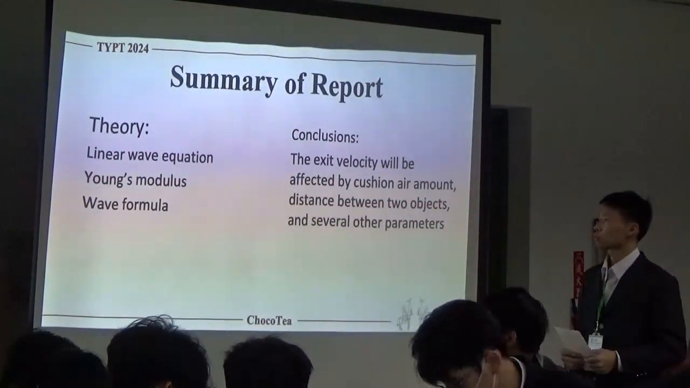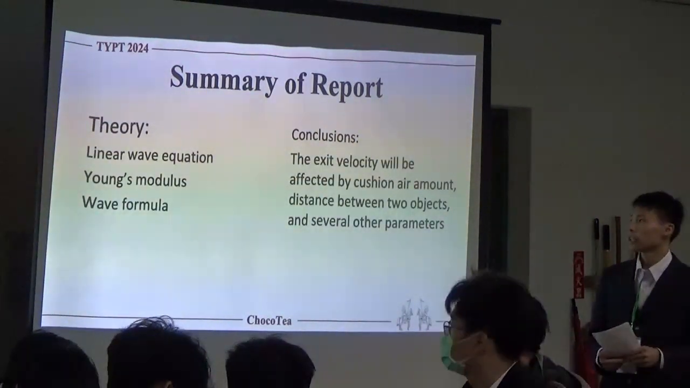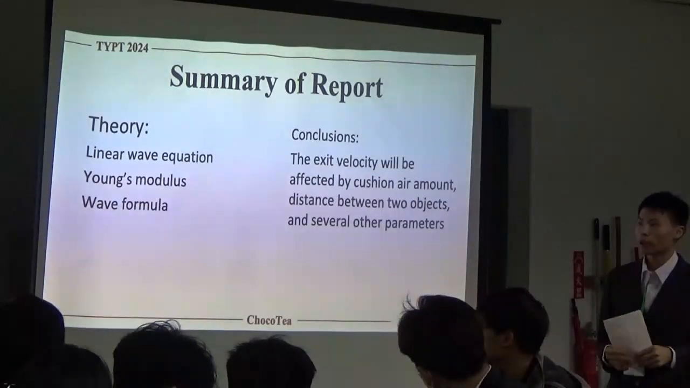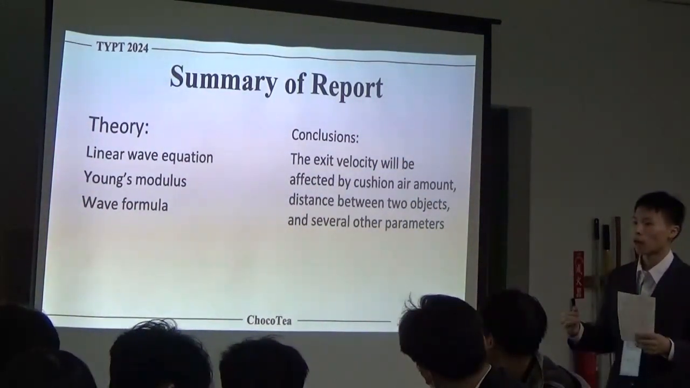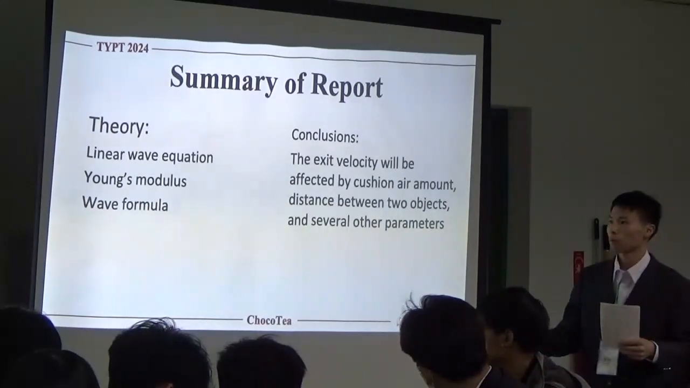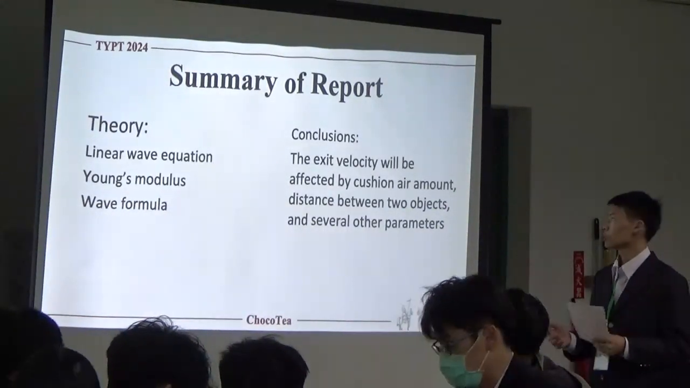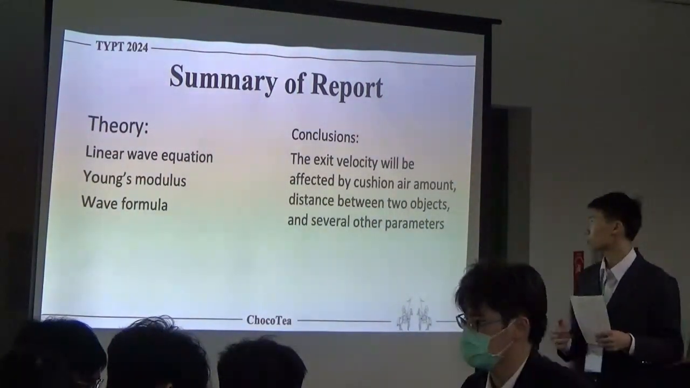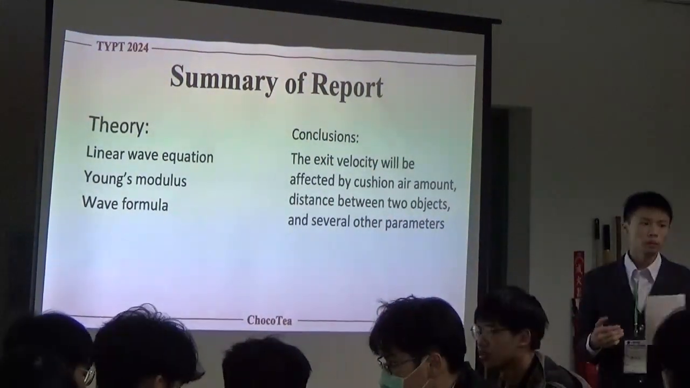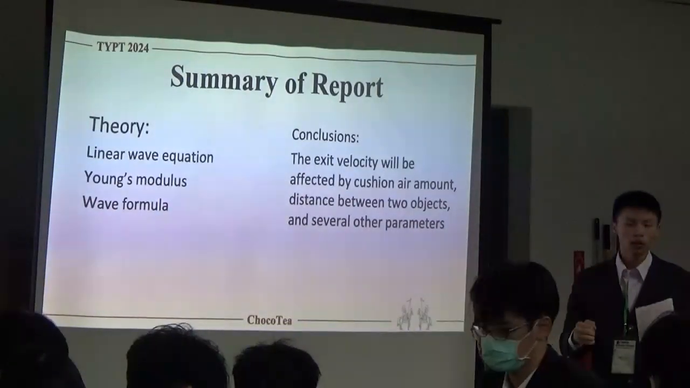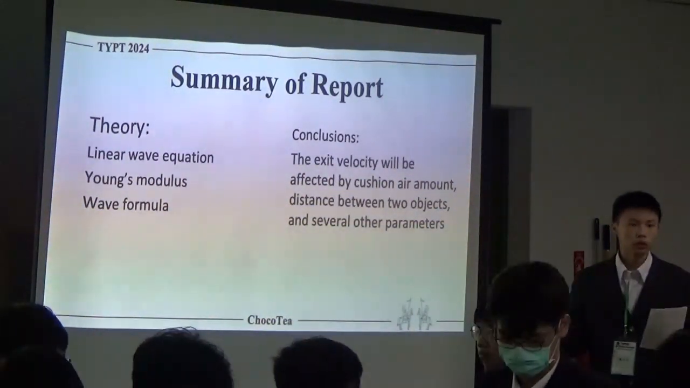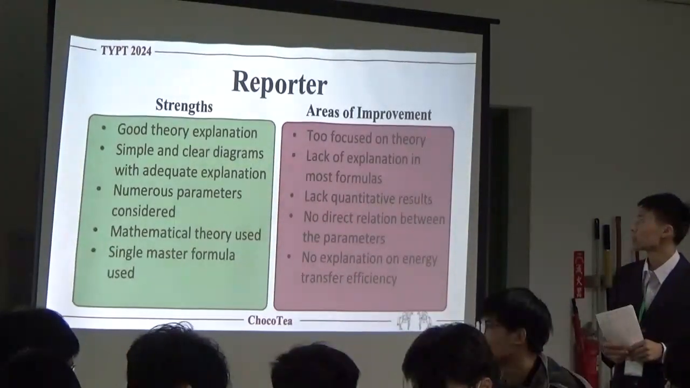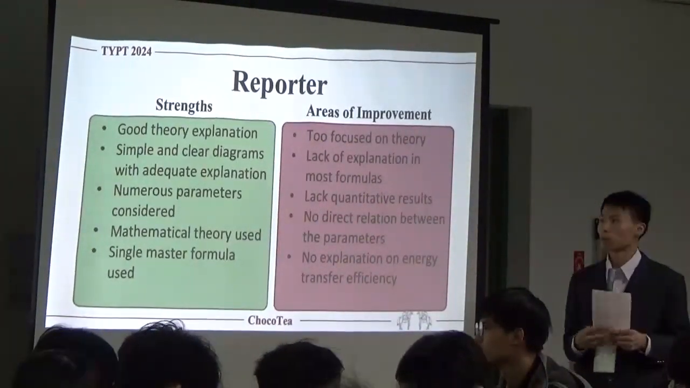So here's the summary of the report. They used the linear wave equation, Young's modulus, and wave formula to try to describe and explain how the ball is going up. And their conclusion is the exit velocity will be affected by the cushion air amount, the distance between two objects, and several other parameters like Young's modulus of the cushion, the air pressure, or the tightness of the air. So here are some strengths and areas of improvement of the reporter.